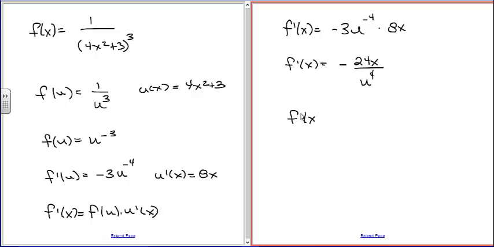So we get f prime of x equals 24x divided by u, which we go back here. u is 4x squared plus 3 raised to the 4th power. That's the answer.